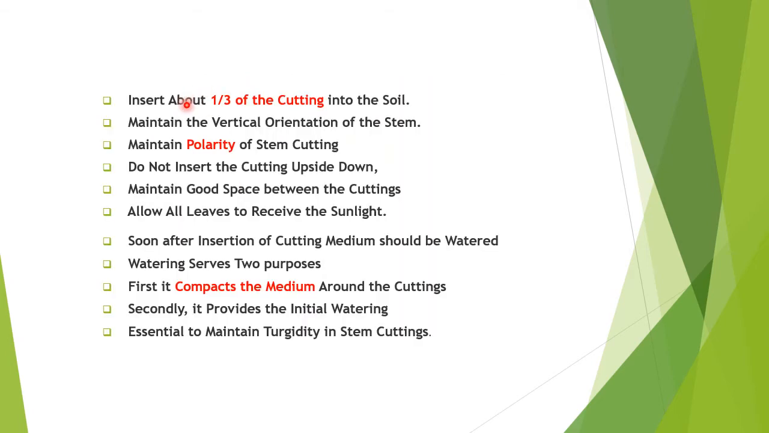You insert about one third of the cutting into the soil. You maintain the vertical orientation of the stem. You maintain the polarity of the stem cutting, because there is always an upper cut and a lower cut. Do not insert the cutting upside down. Maintain good space between the cuttings, so as to allow all leaves to receive sunlight. So it is very important to make 1 to 2 inches of space between the two cuttings.